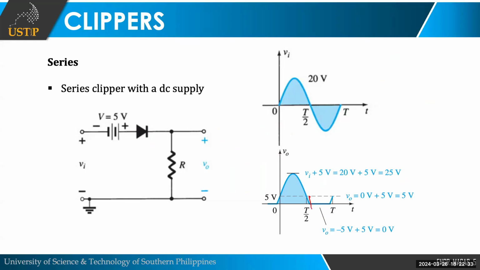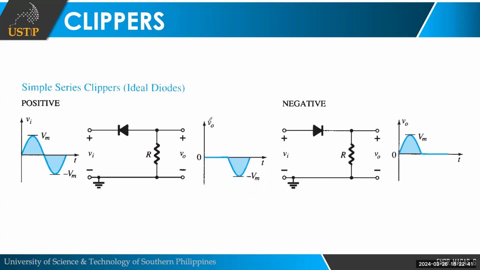Clipper circuit ya po siya. Clip man siya of a portion of the signal. Okay? Pero, specifically, this is your biased series clipper. So, there are different kinds, class. Kini siya ang simple series clippers. Atong ideal diodes man siya, no? Then, wala siya bias. So, could be like this or it could be like this ang iyang orientation. And these are the output voltage for the equivalent circuit.